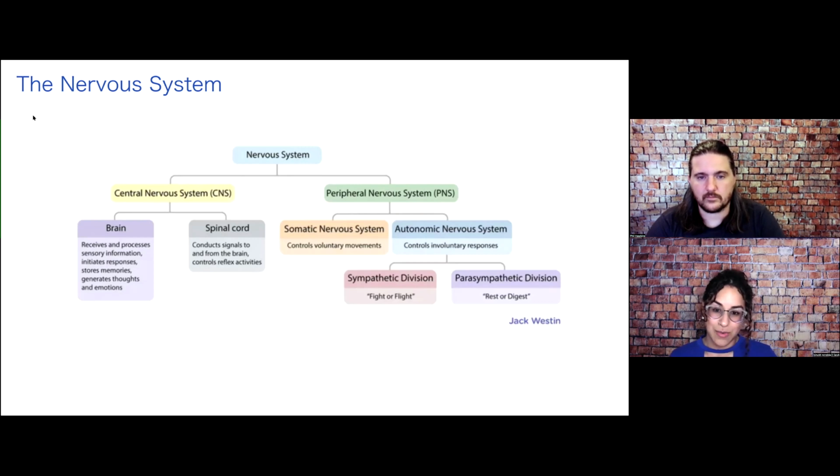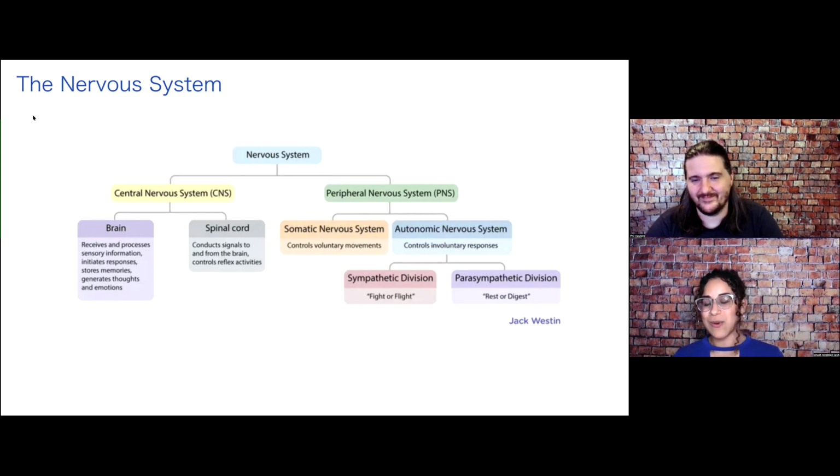On the other hand, we have the sympathetic division, the sympathetic nervous system. This is going to be when you see a bear. This is going to be when you first sit down to take the MCAT or a practice exam, and you're like, oh my gosh, this is real, right?